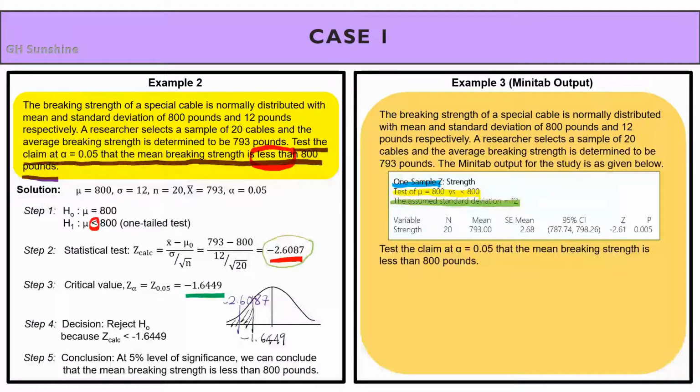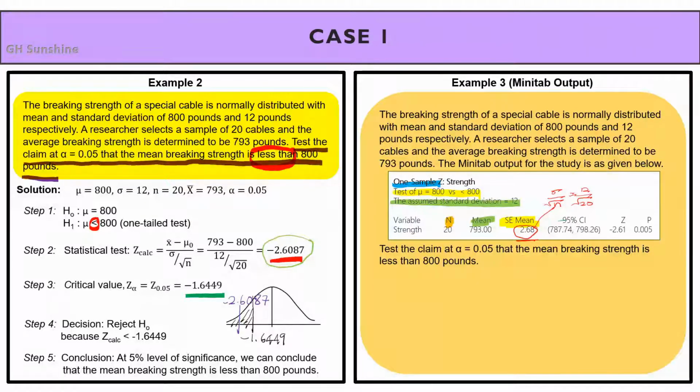Next, in Minitab output, this one is a sample size 20, the mean value 793, which is X bar. And then standard error of mean 2.68. So how do we calculate manually to get 2.68? This one is calculated based on sigma over square root n. So sigma 12, and then n equal to 20, equal to 2.68.